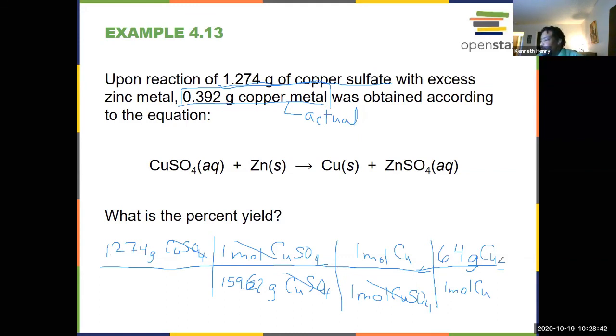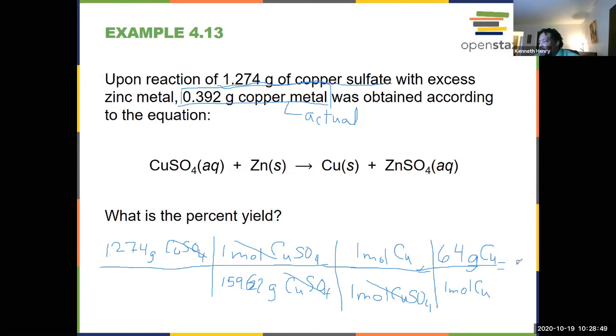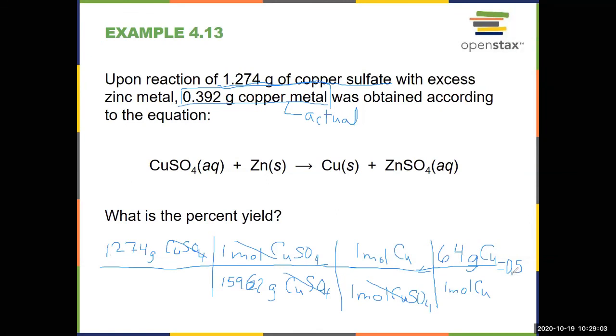Okay, so what do you guys get? 51. How many sig figs should I have? 4, right? That's right. So 51.08 then.